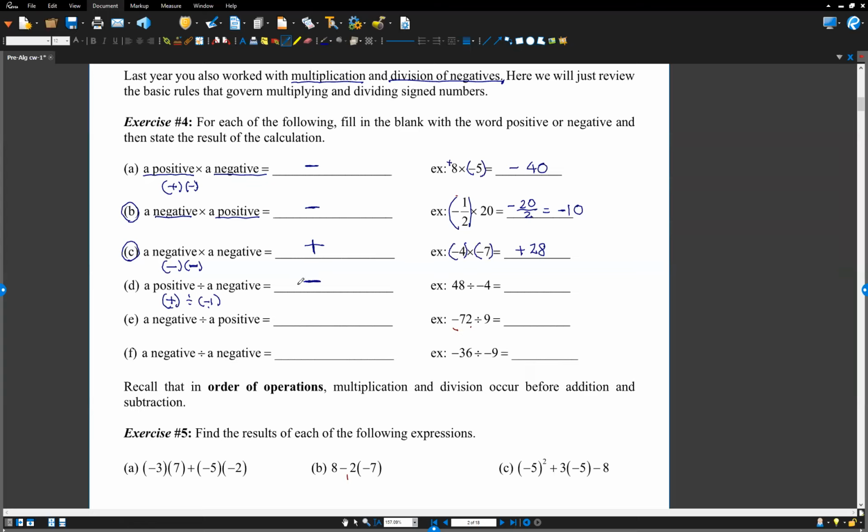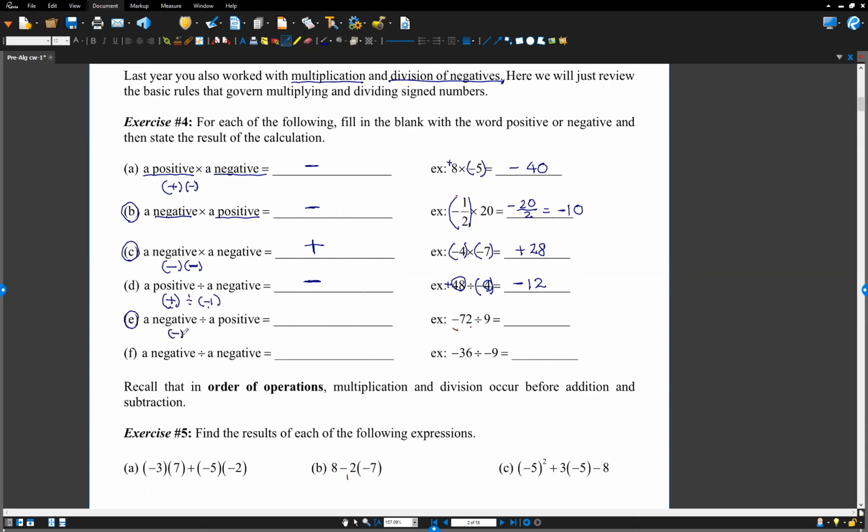Okay, Mike, are you back there? Mike, are you there? I'm here. Okay, good. Can you try this one? 48 divide negative 4. How much is that? Negative 12. Perfect. Positive, negative, still negative. You know that 48 over 4 is 12. Negative 12 is correct. Okay, should we try this one?